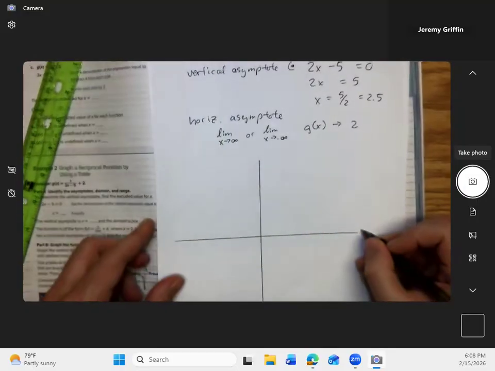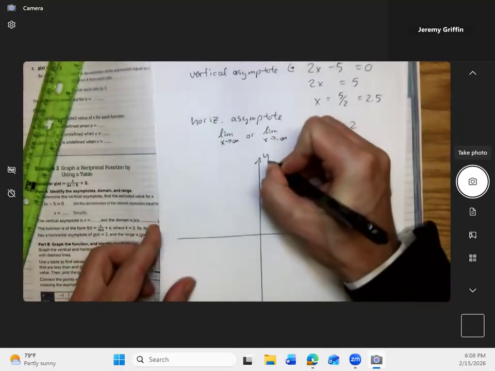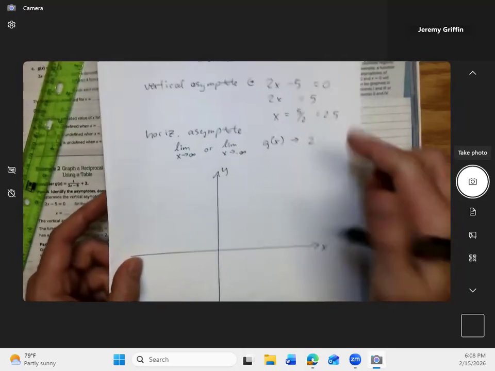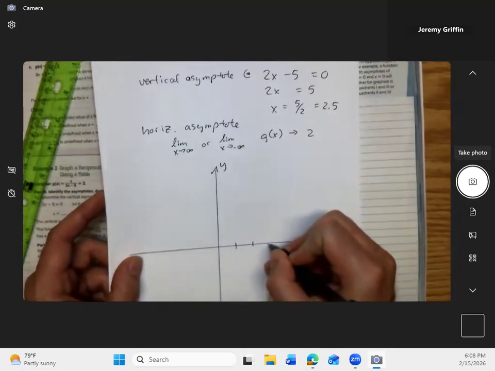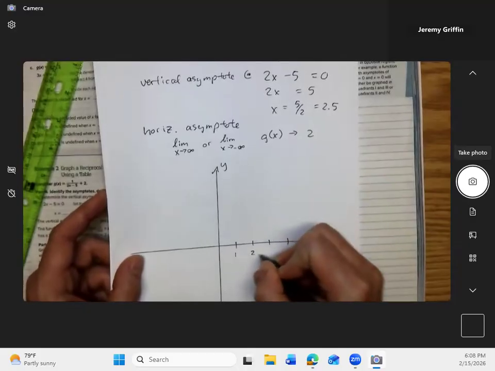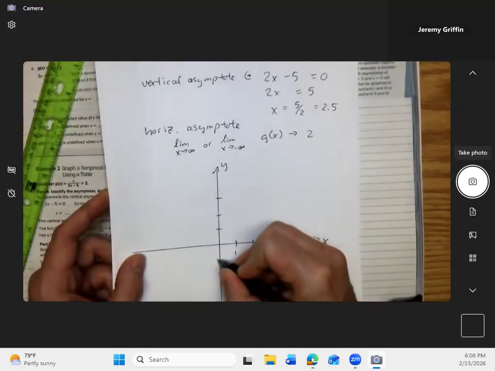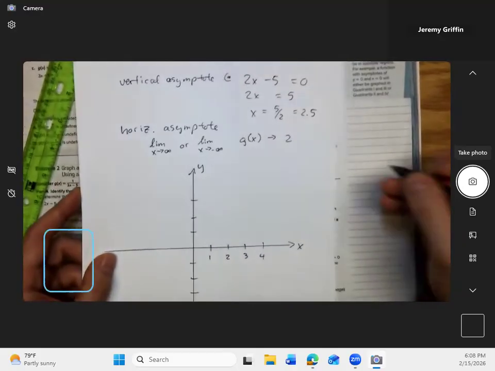Let's get some axes, x, y. I know there's something special happening at x equals 2.5. That's the vertical asymptote. So let's go 1, 2, 3, 4, 2, 3, 4. All right, see where this gets us.